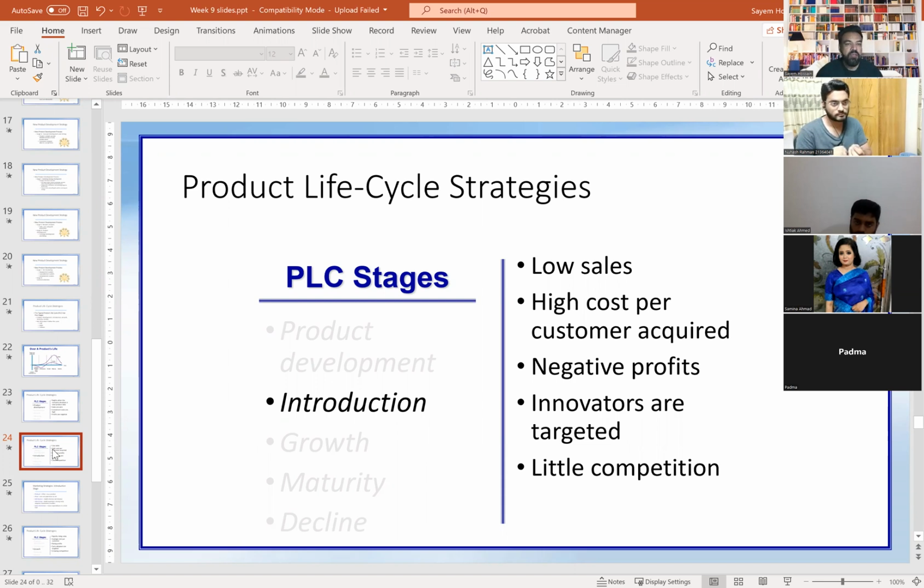You are targeting the innovators. Keep in mind the same concept of the consumer adoption process, like innovators and early adopters, then you have early majority, late majority. So in this sequence, this is called the introductory stage. Innovators are targeted, and there is little competition at this stage, because your product has only just entered the market. There's not enough competition in the market, because you have only recently launched a new product.